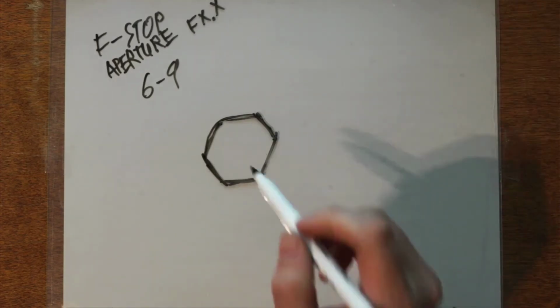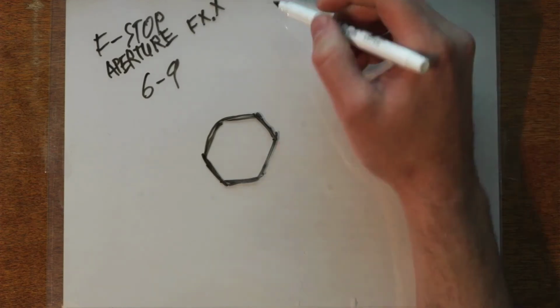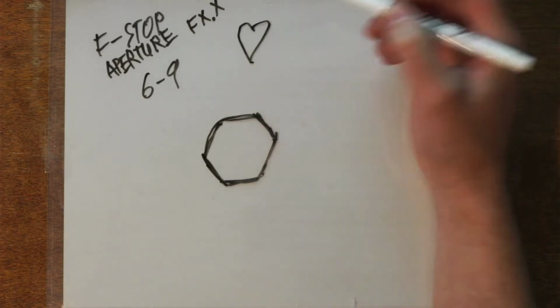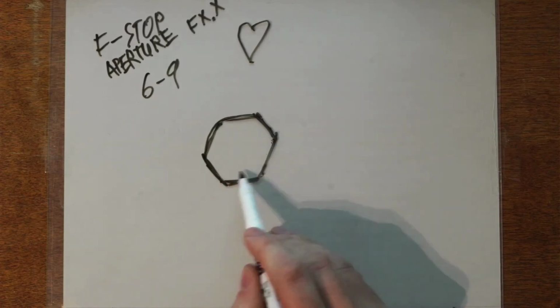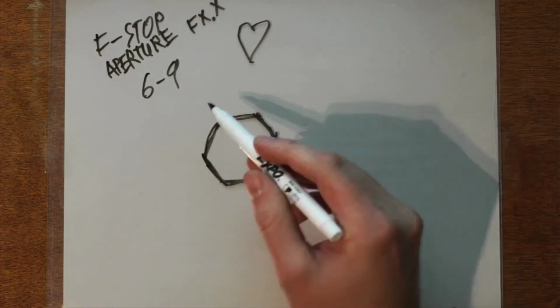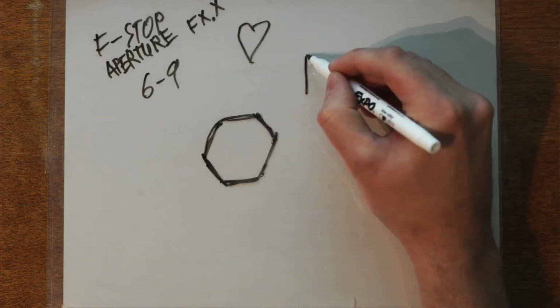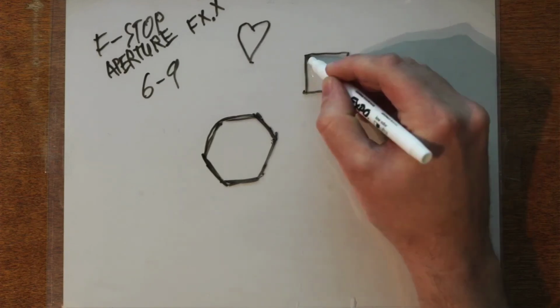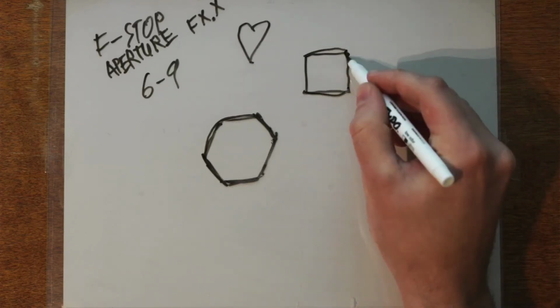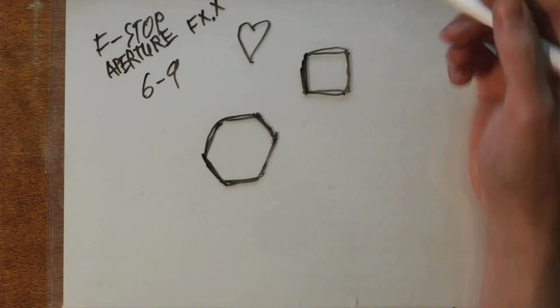That means that all of our little out of focus spots, just like that heart, right? All of our little out of focus spots are going to be like this. If I had 4 blades, those 4 blades would just cut down to a slightly rounded outside square.